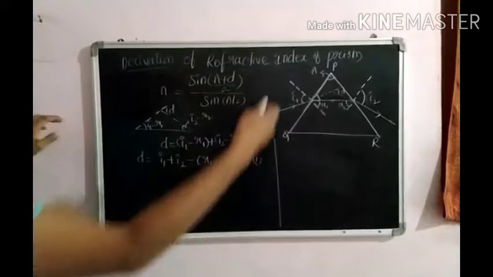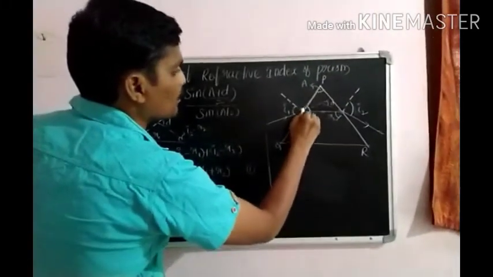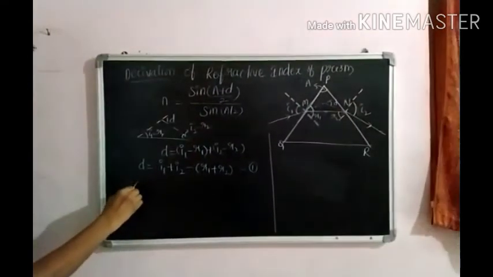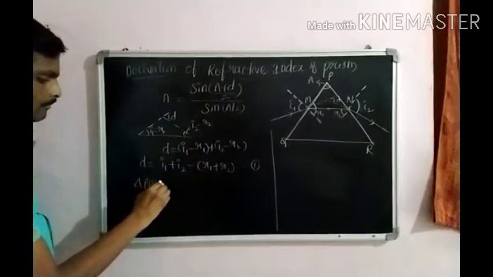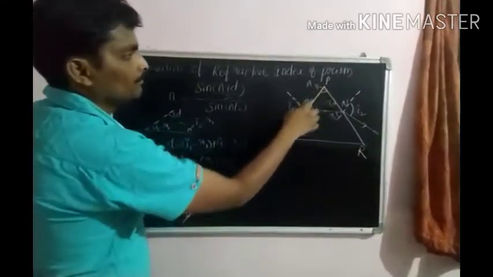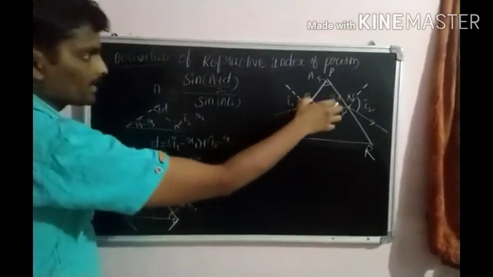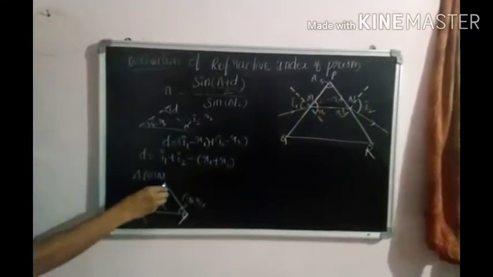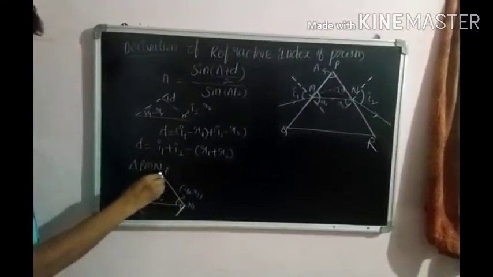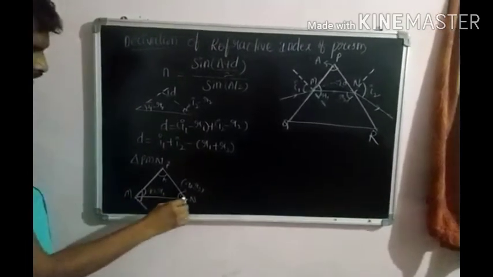Now I am taking one triangle. Let this point be M, this point N, and this P. Now I am going to take triangle P, M, N. I separate this triangle from the prism. This is the triangle P, M, N, and here the total angle is 90 degrees.